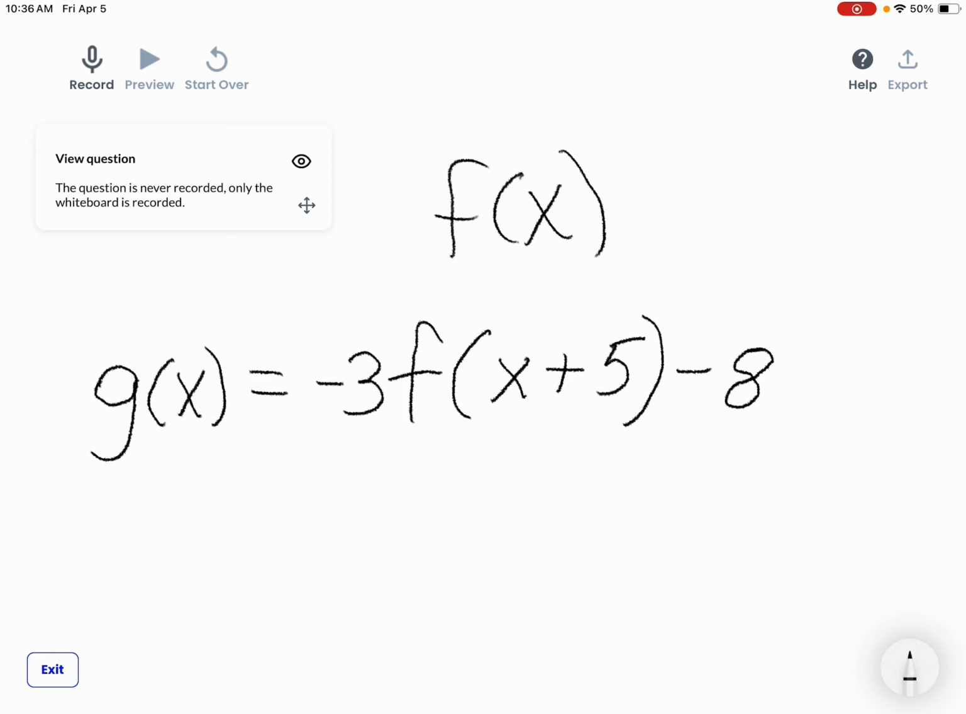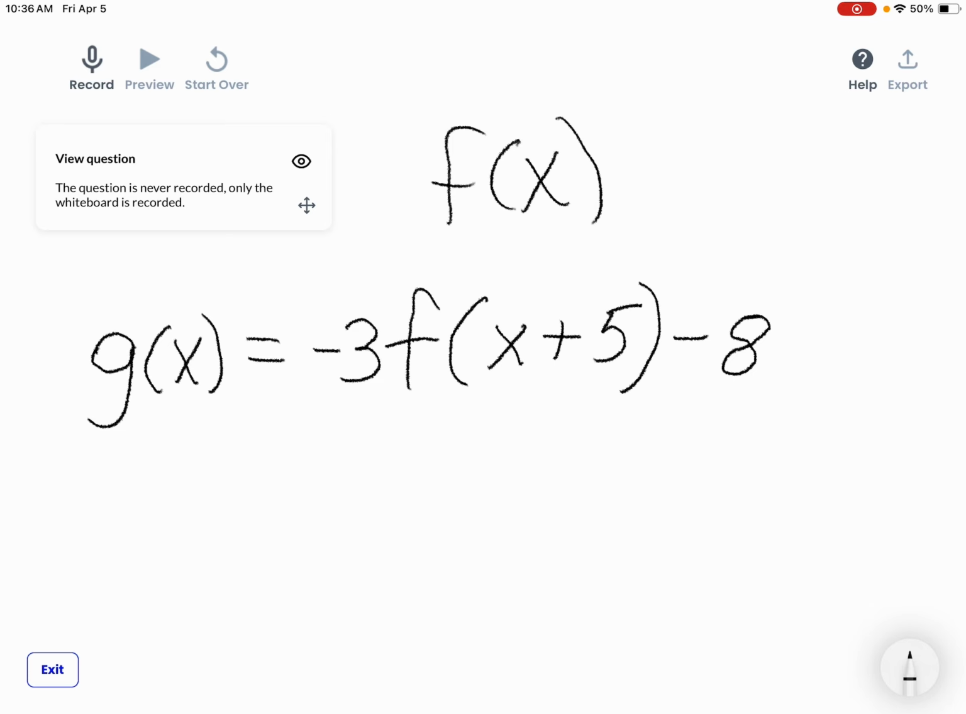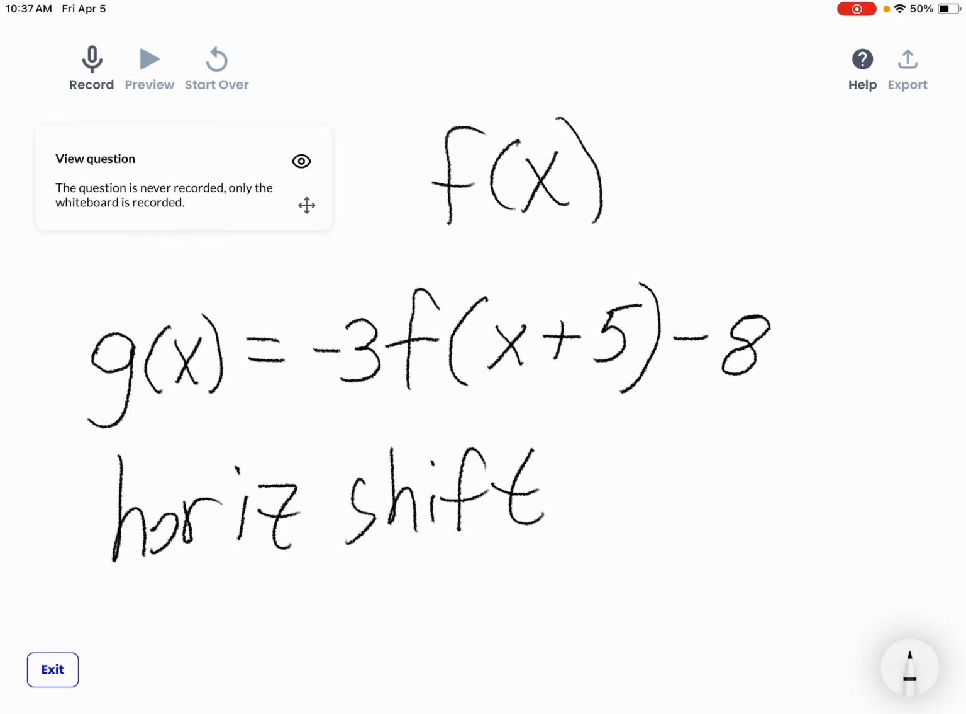So if you have a plus or minus inside of the function, that's going to be a horizontal shift, either going to the left or to the right. Now, in a sense, it really is the opposite direction. So an x plus 5 inside the function is going to shift you 5 units, but 5 units to the left. So we have a shift here, left by 5. So we do a horizontal shift, which is going to be to the left by 5 units. And then what else is happening?